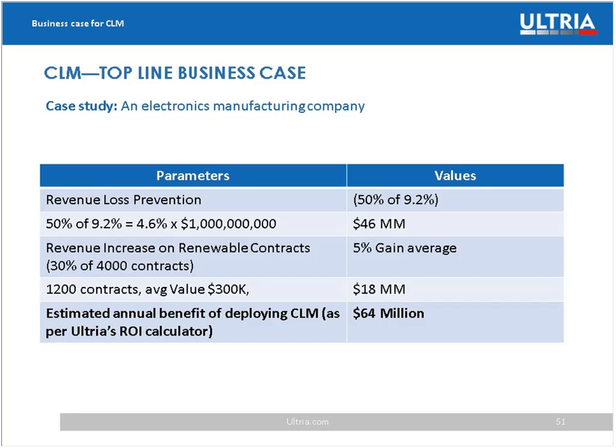So if the $18 million doesn't do it, we can add the 46 and end up with $64 million in net new revenue through the application of a contract compliance platform that helps you automate the tracking of your renewals and therefore also the management of your expiration.